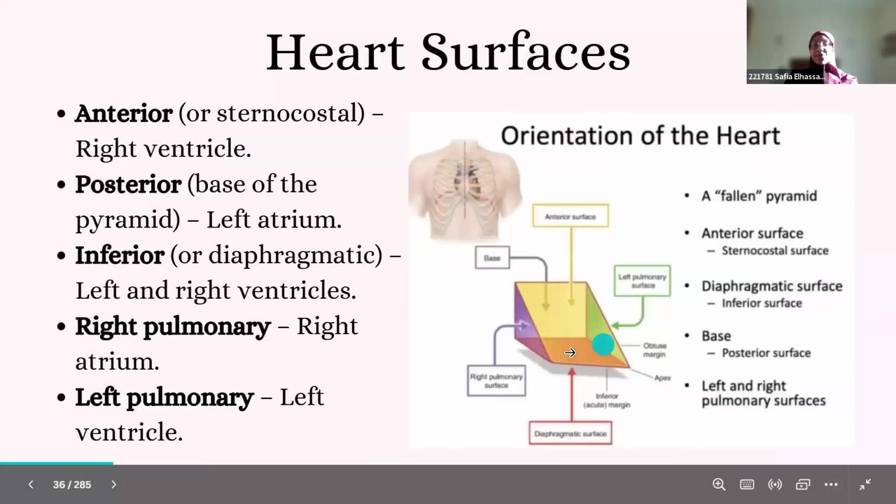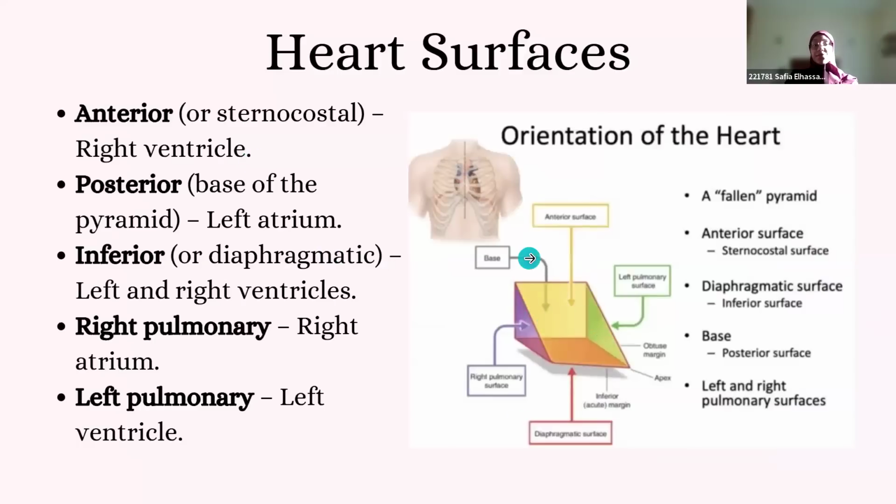So the anterior surface, or the sternocostal surface, is mostly made up of the right ventricle. Posteriorly, or the base, because again, it resembles a pyramid that has fallen over, the base of the pyramid would be the left atrium. Inferiorly, or the diaphragmatic surface, would be created by the left and the right ventricles. And then the right and the left surfaces are both pulmonary surfaces, so the right is made up of the right atrium, and the left is made up of the left ventricle.